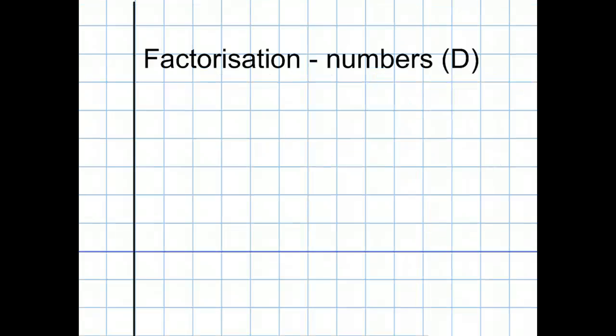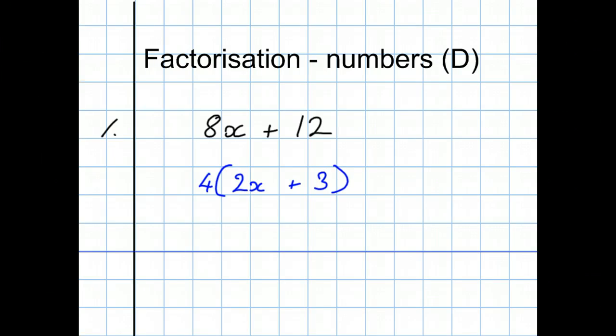Now, let's look at factorisation involving numbers. Right, we're going to factorise 8x plus 12. What's the highest common factor of 8x and 12? Well, it's a number. It's 4. So you write that outside a set of brackets. And now what goes inside the brackets? Divide 8x by 4. You get 2x. 12 divided by 4 is 3, and there was a plus sign in between.